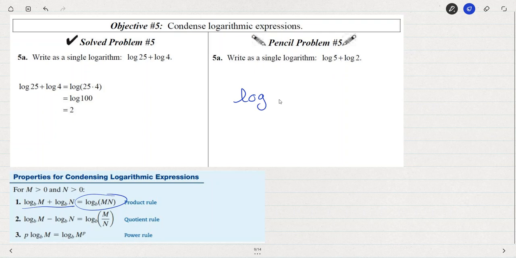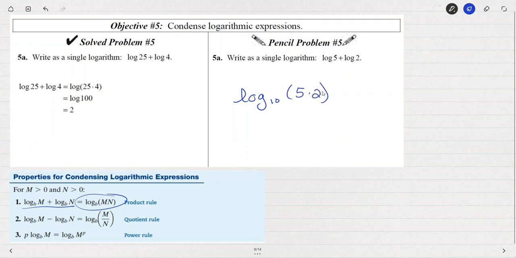So we could write this as log base 10 of 5 plus log base 10 of 2, or the common log of 5 plus the common log of 2, which is going to be equivalent to log base 10 of 5 times 2. Wait, where did I get that 10?